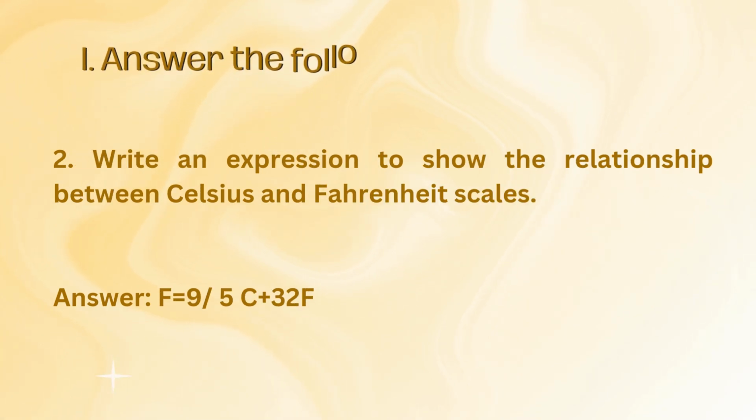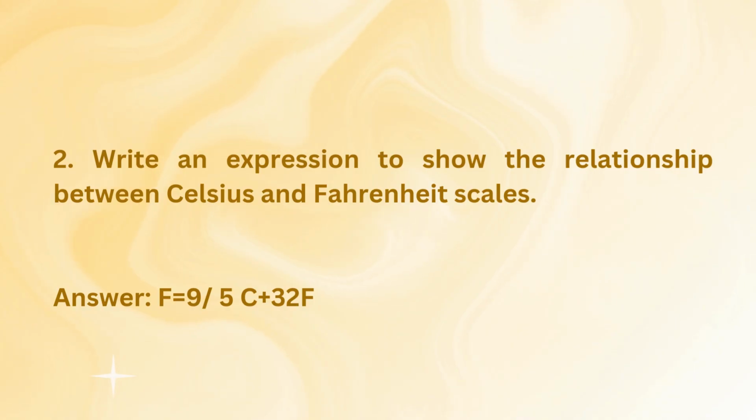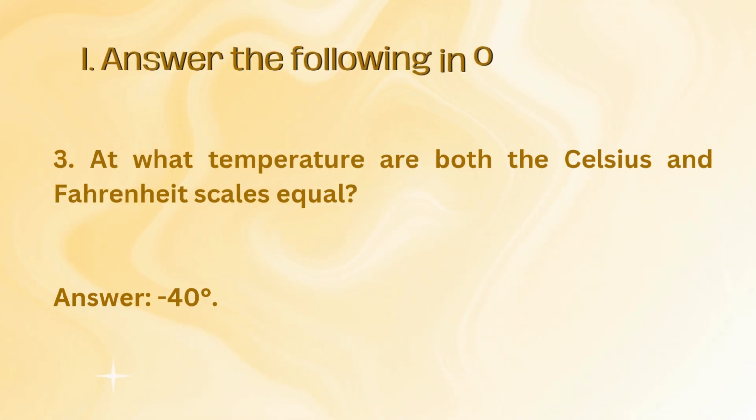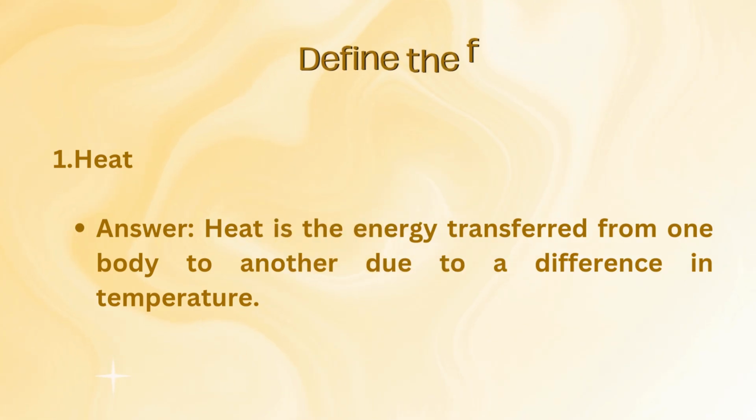2. Write an expression to show the relationship between Celsius and Fahrenheit scales. Answer, Fahrenheit is equal to 9/5 C + 32 Fahrenheit. 3. At what temperature are both the Celsius and Fahrenheit scales equal? Answer, -40 degrees. Define the following terms.